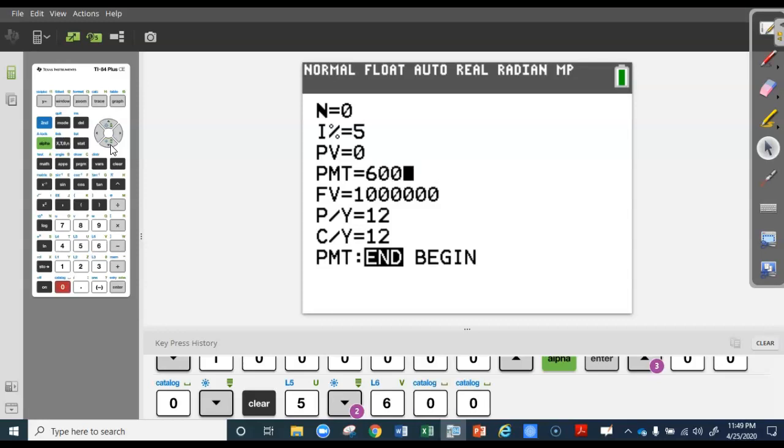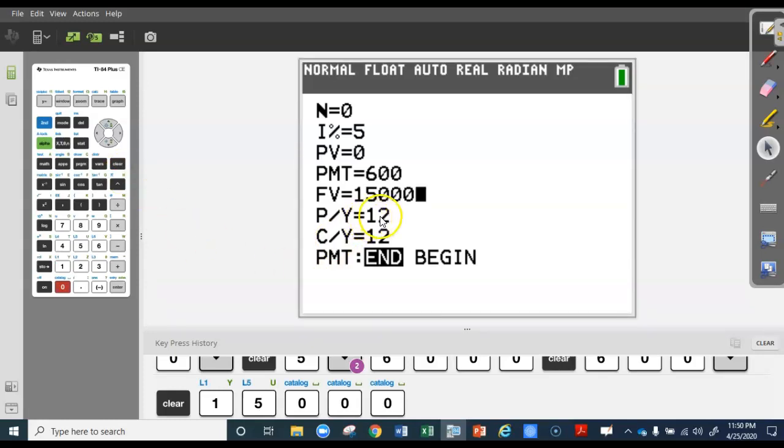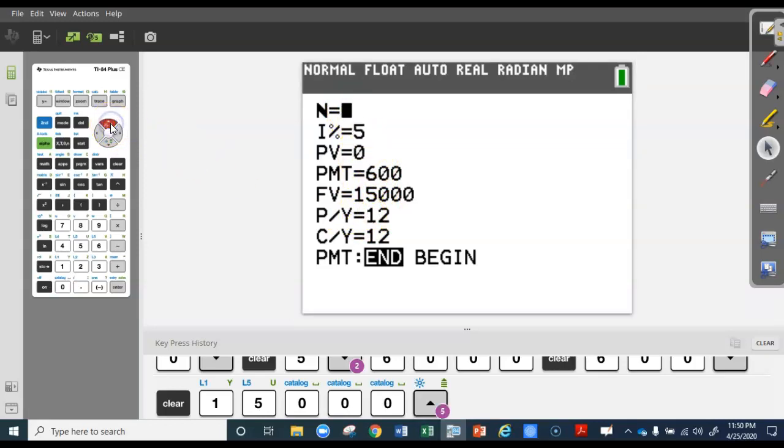And our future value, we wanted that to be $600 a month. And we wanted that to be $15,000. I'll go ahead and hit clear for that. And that we want $15,000. And it's 12 and 12. So now I want to go up arrow. That's what I want to know. So I'm going to go over and hit alpha, solve.